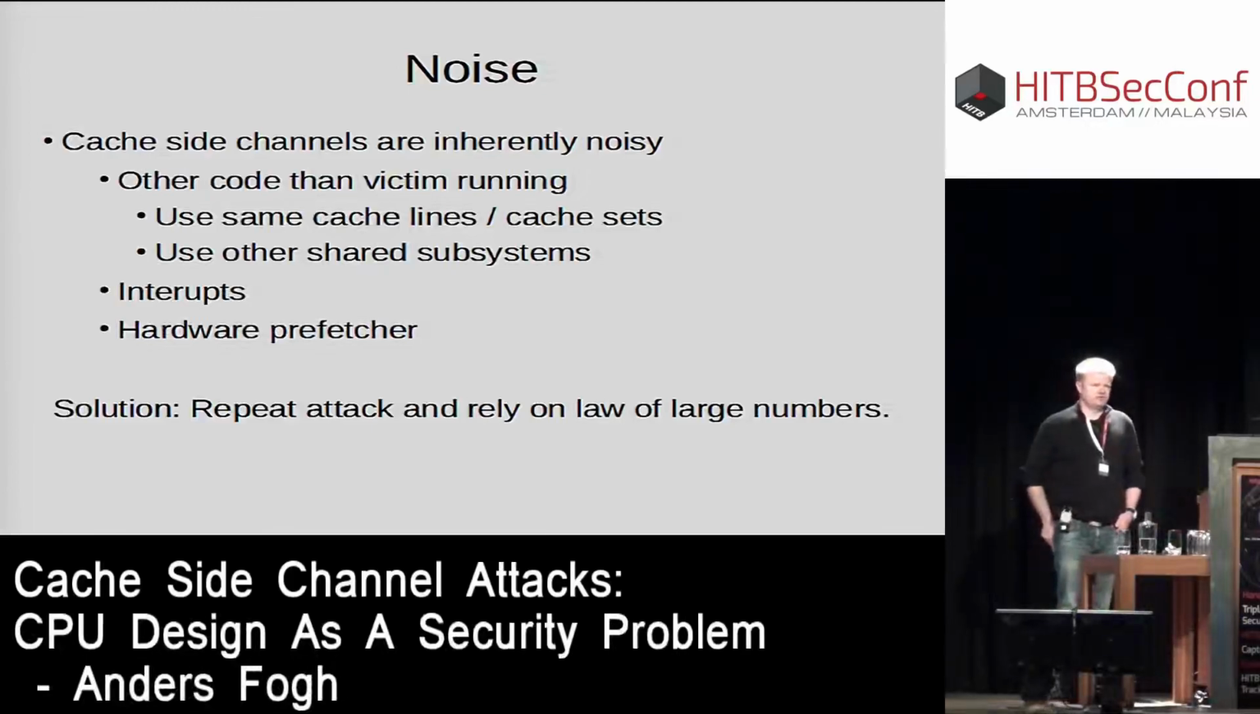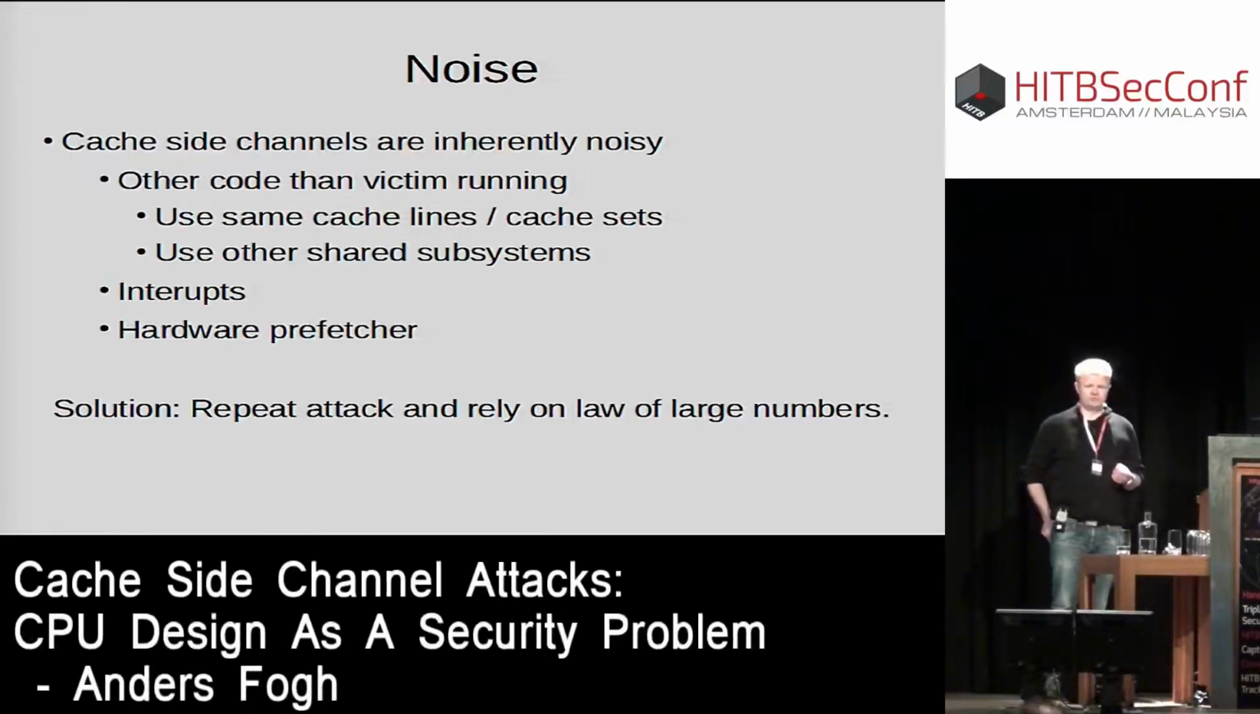Cache side channel attacks are not as perfect as one would like. They're inherently noisy, and the reason is there is other code than the victim running on the computer. Well, that's one of the reasons. So if that code uses the same cache lines, it'll disturb prime and probe and the victim time. If it uses the same cache set, it will disturb that.